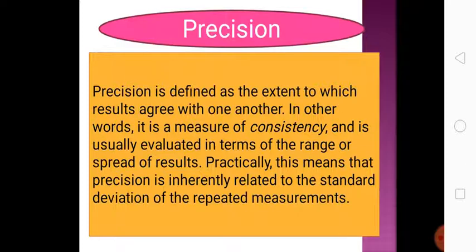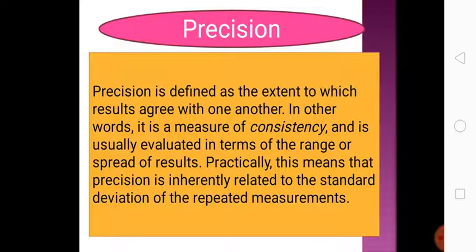Now the next content is precision. Precision is defined as the extent to which results agree with one another. In other words, it is a measure of consistency and is usually evaluated in terms of the range or spread of results. Practically, this means that precision is inherently related to the standard deviation of the repeated measurements.